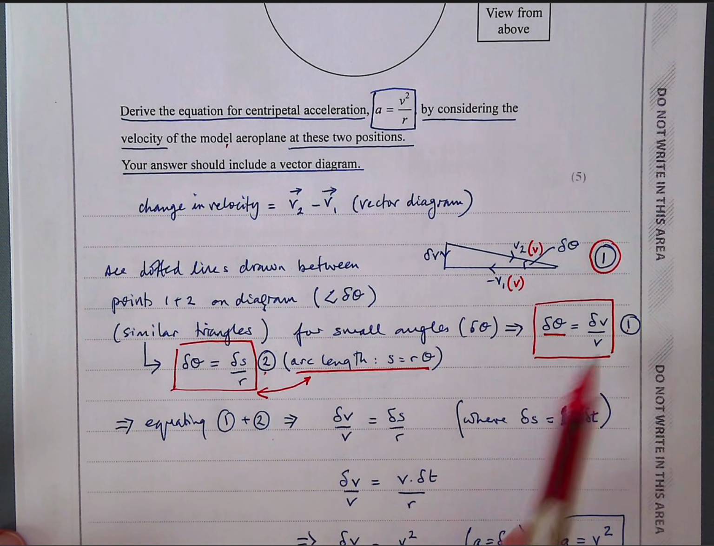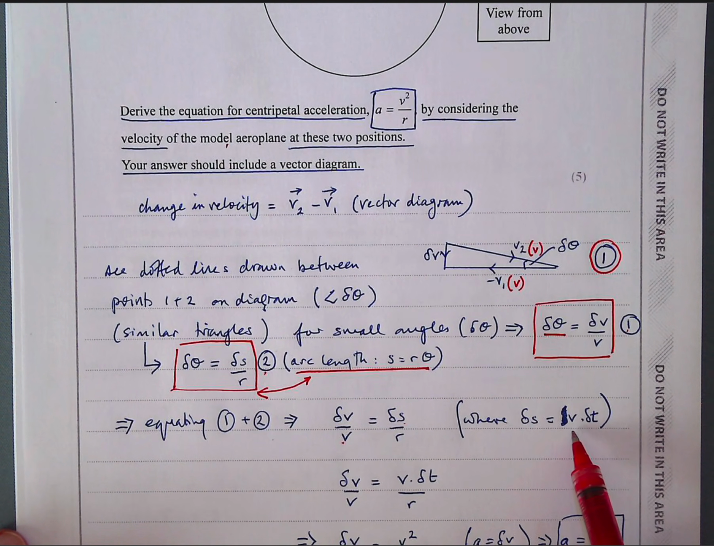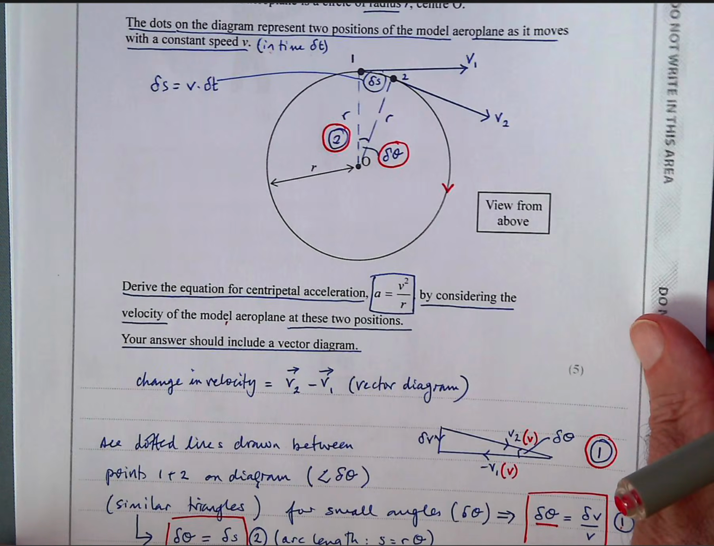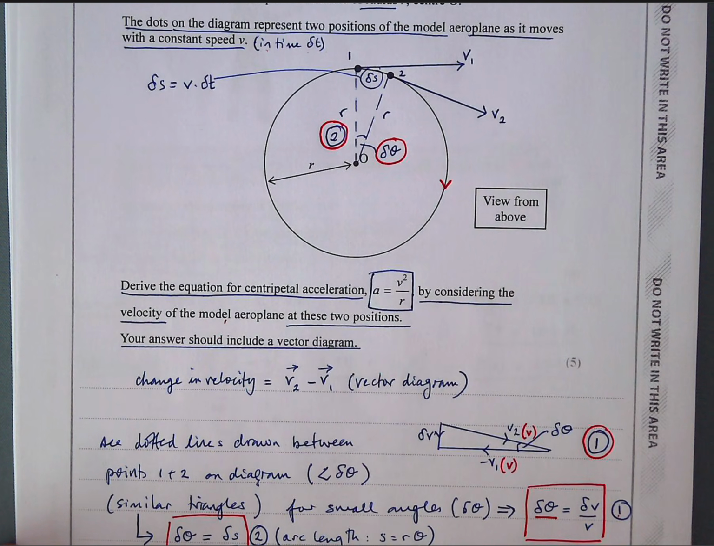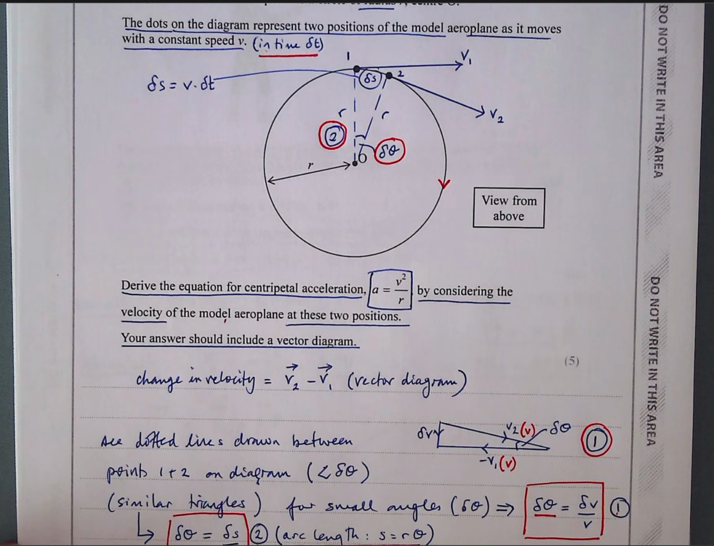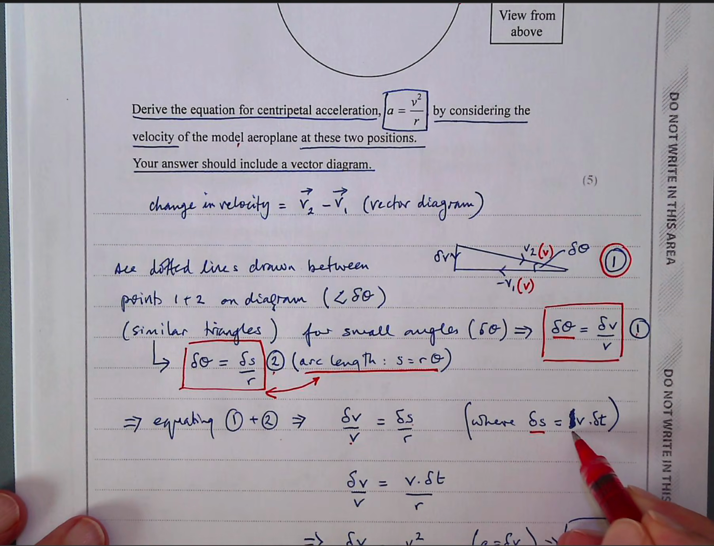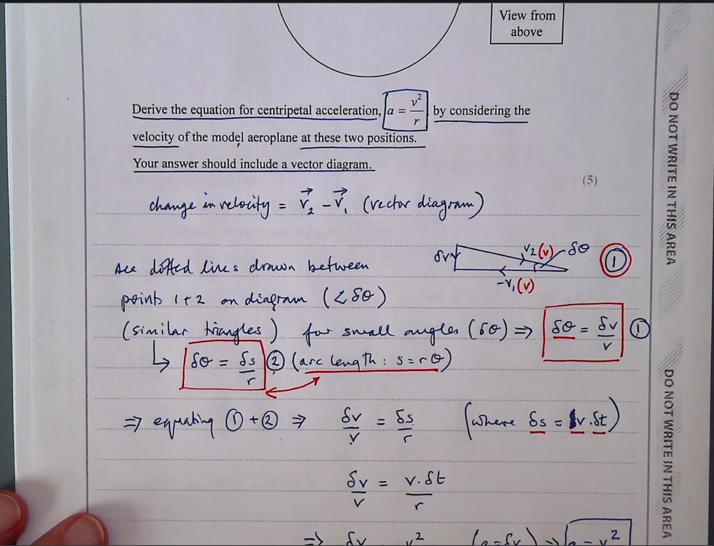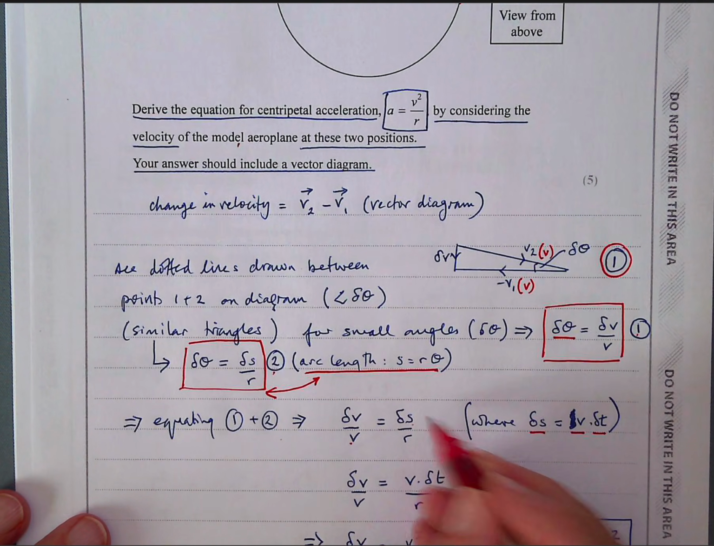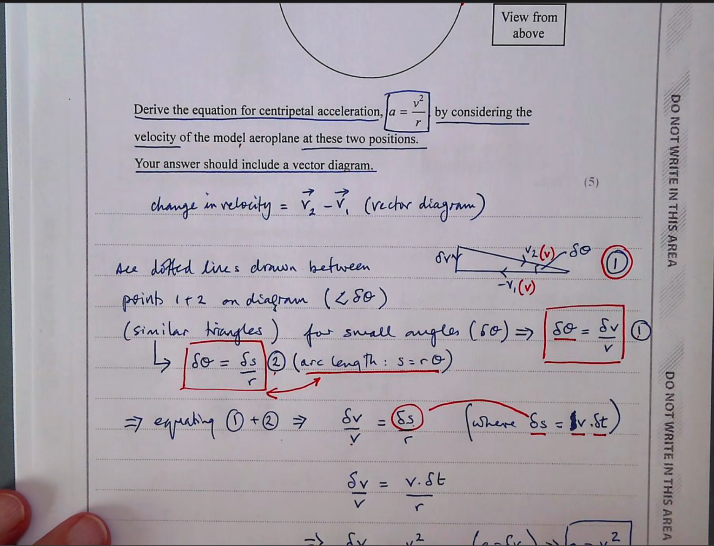So delta v by v and delta s over r, where delta s is the distance traveled between 2 dots, a small distance at the top of the circle here. That small s is obviously the velocity times the time taken between points 1 and 2, which I've already put in there for ease of understanding. Okay, I hope that makes sense to you. So delta s is v times delta t.